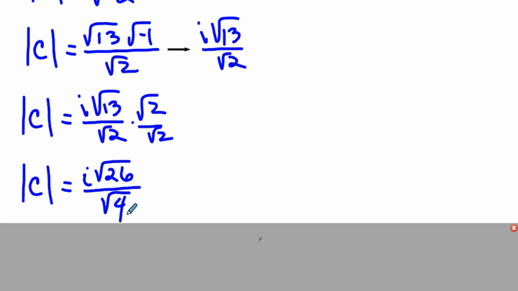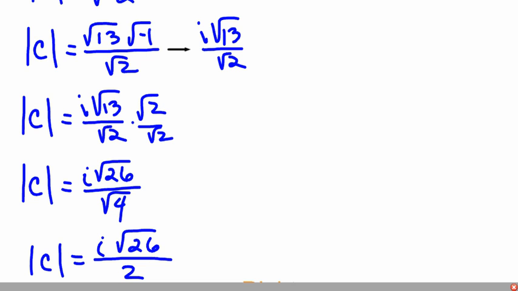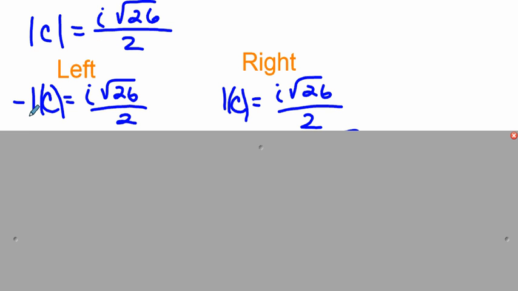Then we'll do our denominator. 2 times 2 is 4, so we have the square root of 4 in the denominator. We know that 4 is a perfect square, and the square root of 4 is 2. So the absolute value of c is equal to i times the square root of 26 divided by 2. The distance from 0 is the definition of absolute value, so we have to go left and right our distance from 0. And this is possible for a distance. So we know how to represent going to the left and going to the right from 0.